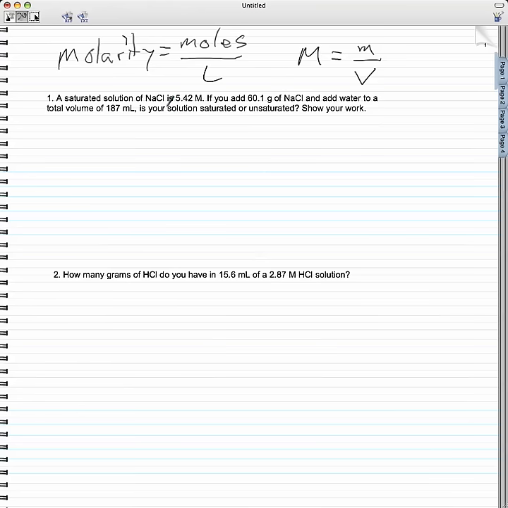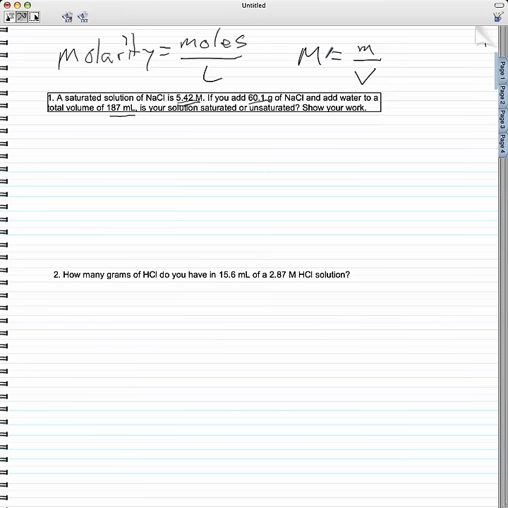This first problem tells us that a saturated solution of sodium chloride is 5.42 molar. So the highest concentration of sodium chloride you could get is 5.42 molar. They tell us that we add 60.1 grams of sodium chloride to water, and the total volume is 187 milliliters. They want to know if our solution is saturated or unsaturated. If the concentration is bigger than or equal to 5.42, it's going to be saturated. If it's less than that, it's going to be unsaturated.